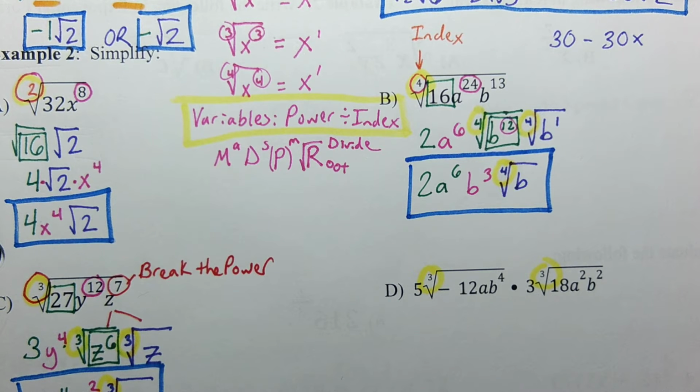Any questions on those two problems? On why or how we're breaking the power, or how we're handling the variables to simplify them? All right, let's go ahead and take a look at problem D.